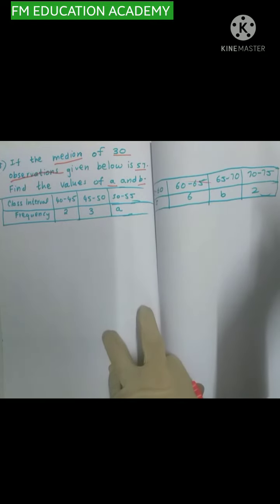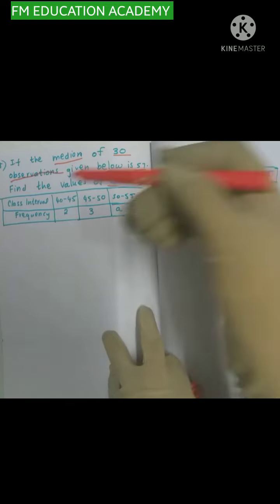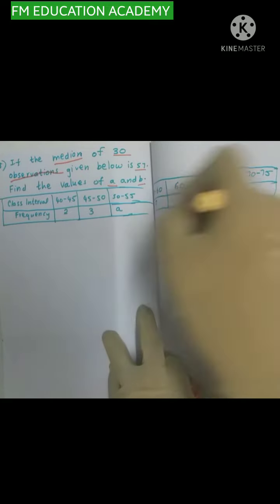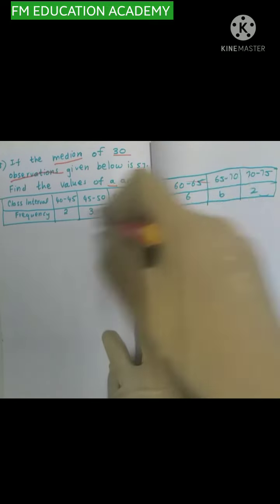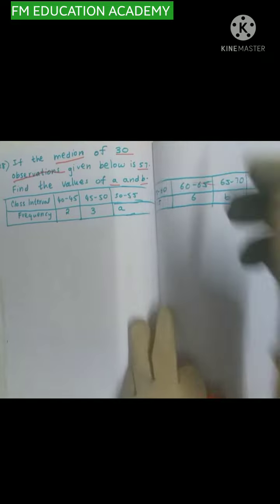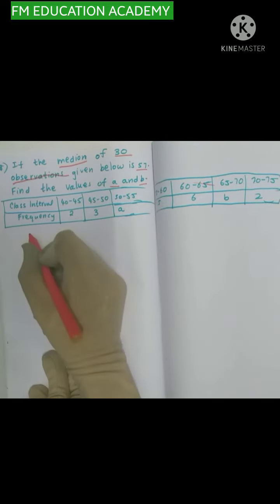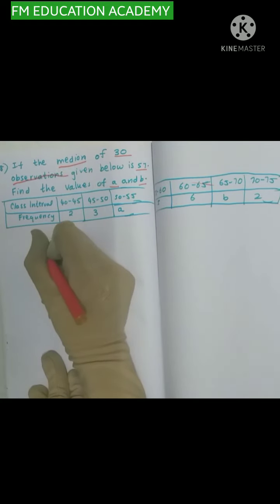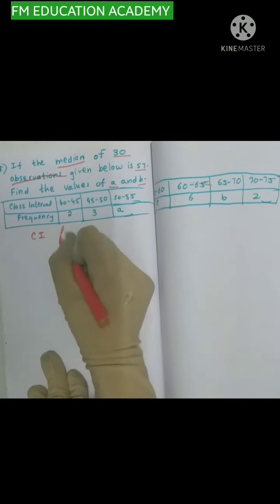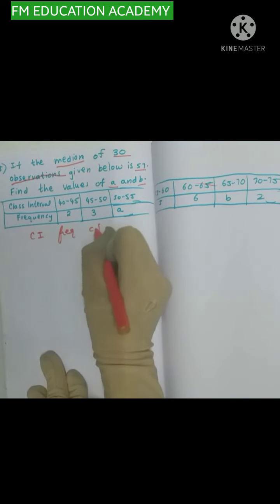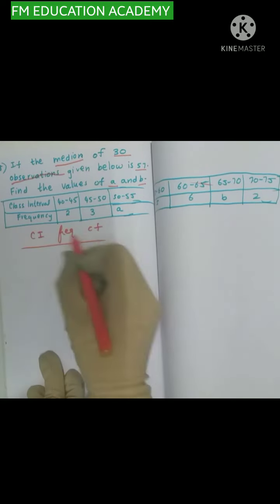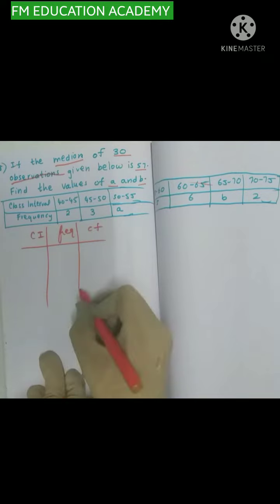So we have to use the formula of median is equal to L plus n by 2 minus CF by F into H. This second column is of frequency. We have to also write the cumulative frequency column in case of median. Remember, whenever the question is asking us to find out median, you have 3 columns: class interval, frequency and cumulative frequency. These are the 3 columns you have in case of median.